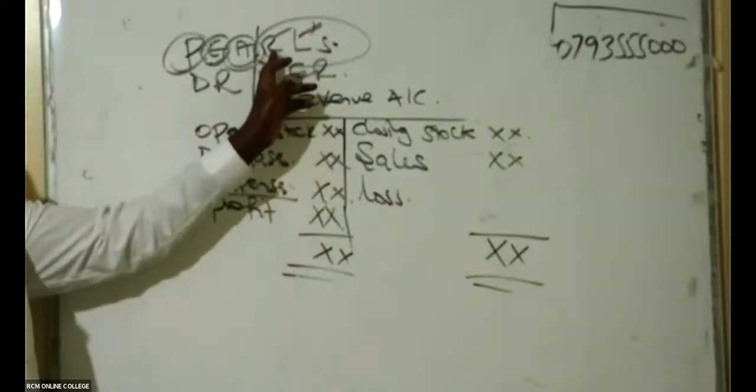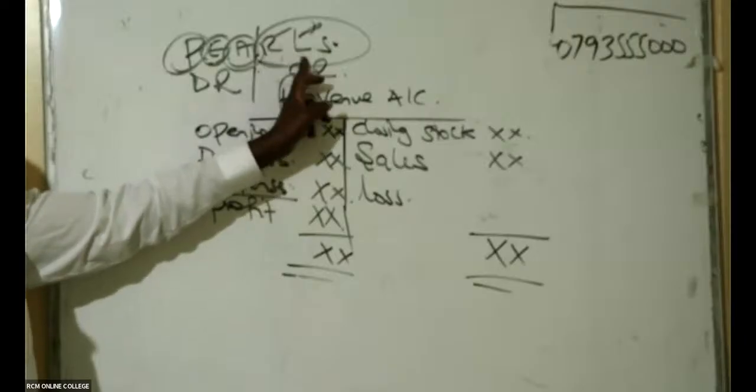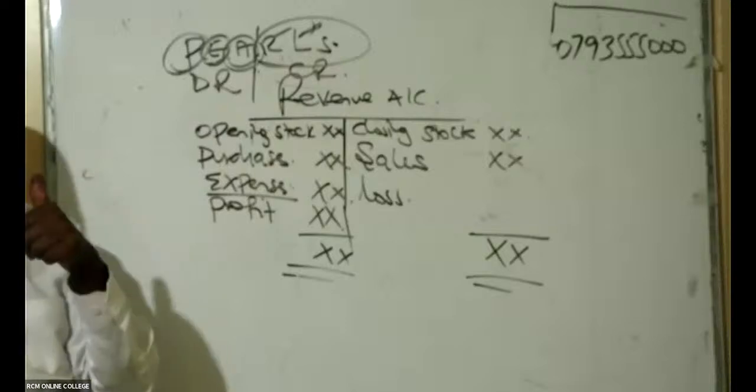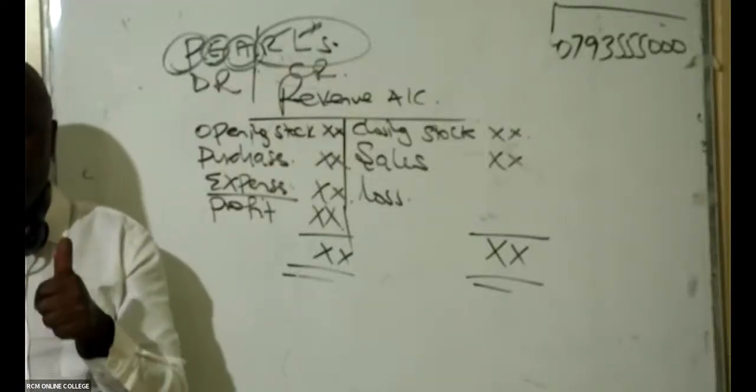And then we have this other side of the coin. So this R stands for revenue, liabilities, and the share capital. What will happen for the three? Whenever they decrease, we shall always be crediting.